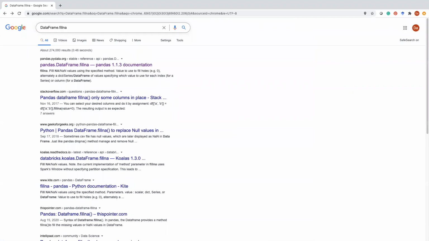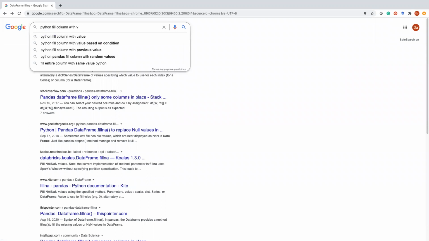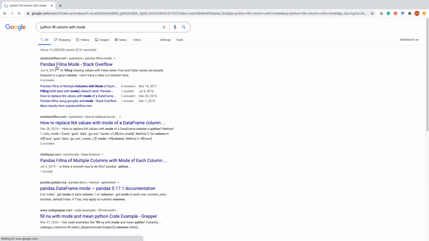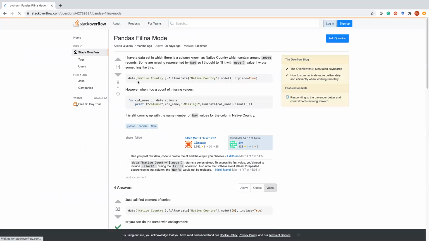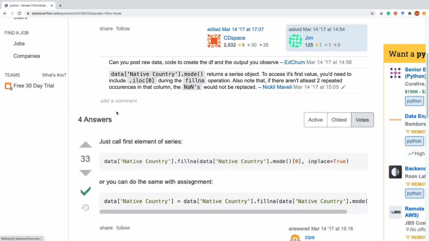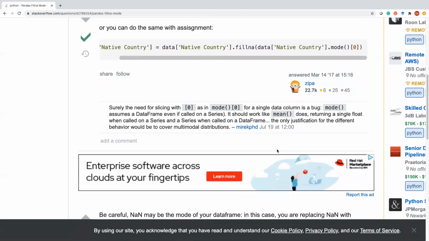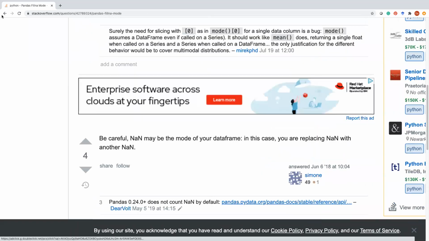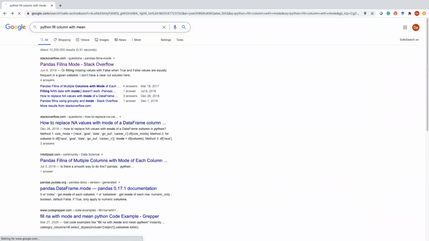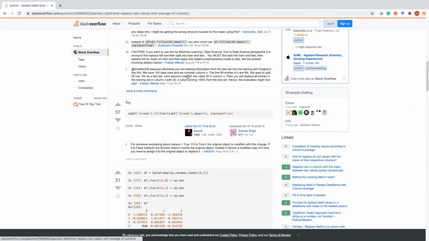But actually, let's Google this: Python fill column with, let's say, mean or mode. Let's see how people do it. Yeah, here's an example. After you read the data, this is a column name, and then you can fillna with the most frequent content. You give it the content, so this is the mode. Let's say the mean, with the average of the column. Okay, so here is the example.